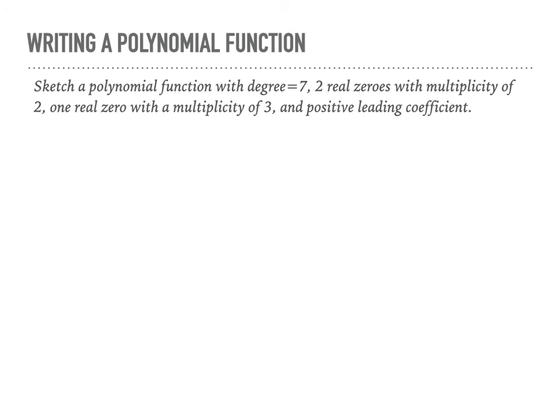Let's do another one. We have to sketch a polynomial function with a degree of 7, 2 real zeros with a multiplicity of 2, 1 real zero with a multiplicity of 3, and a positive leading coefficient. So multiplicity of 2 just means that it'll be tangent. So it'll just touch the x-axis at that point. And then an odd multiplicity, recap, means that it will cross the x-axis at that x-intercept.